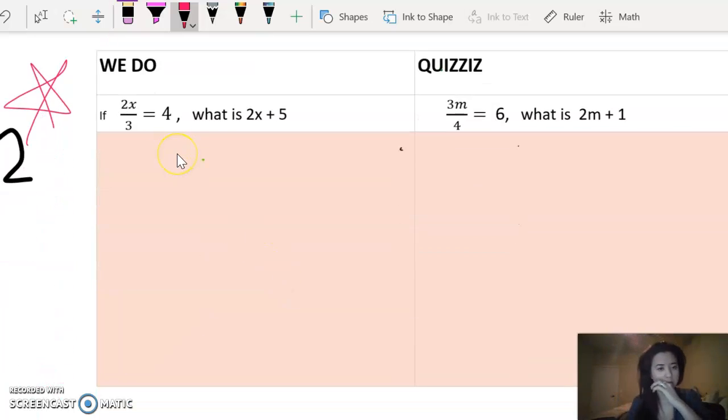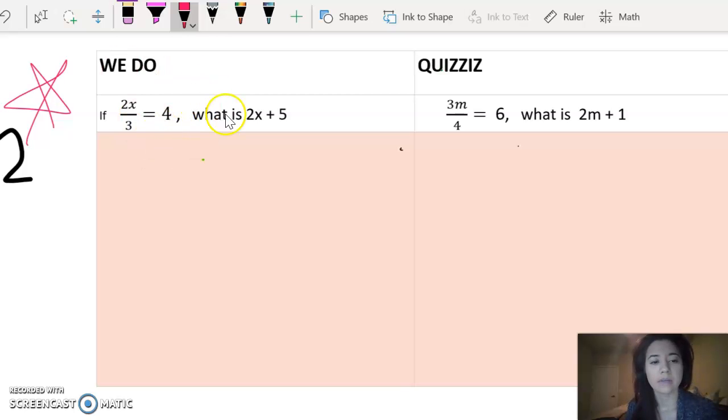Number 2. If 2 over x equals 3, or 2x over 3 equals 4, what is 2x plus 5? Okay, so right away, there are 2 parts to this problem. That is something that we've struggled with since day 1, so you need to make sure, read a problem, read it twice if you need to, and make sure you understand what it is asking you to find.